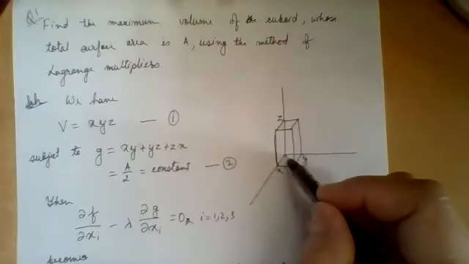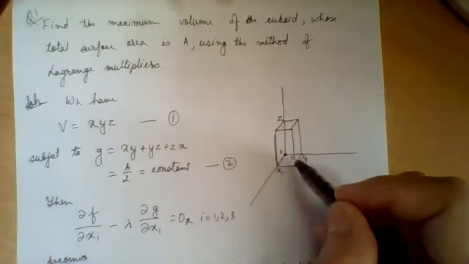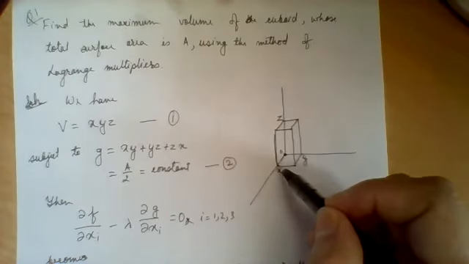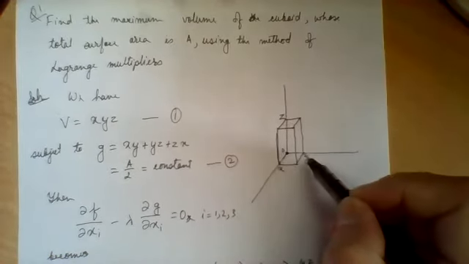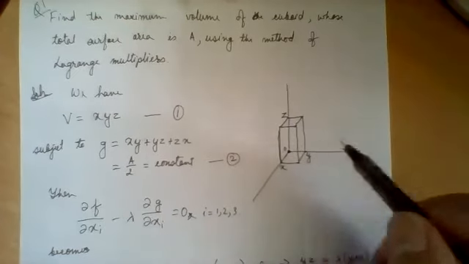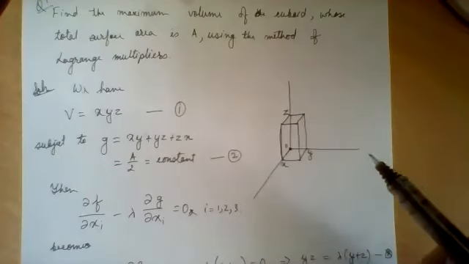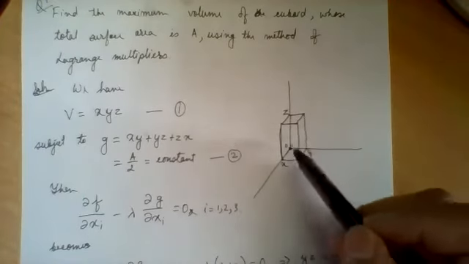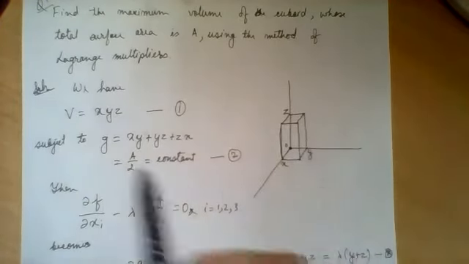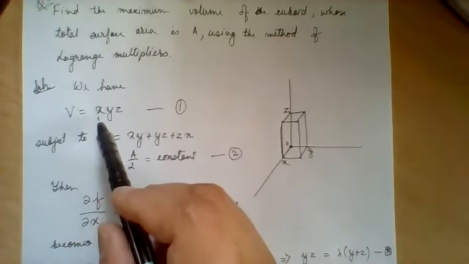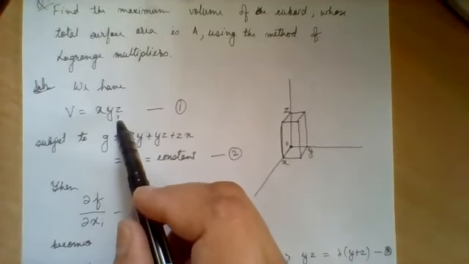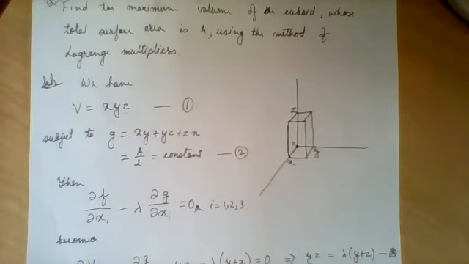Let one edge of the cuboid be at the origin. One face cuts the x-axis at x, another face cuts the y-axis at y, and another face cuts the z-axis at z. Then the volume of this cuboid will be given by v equal to x times y times z. This is the volume of the cuboid.